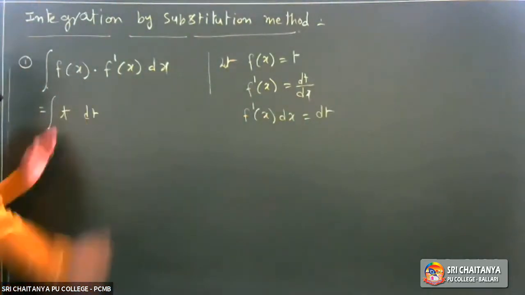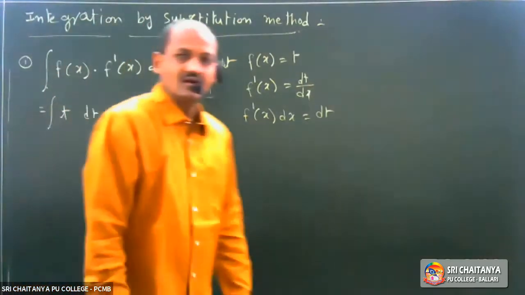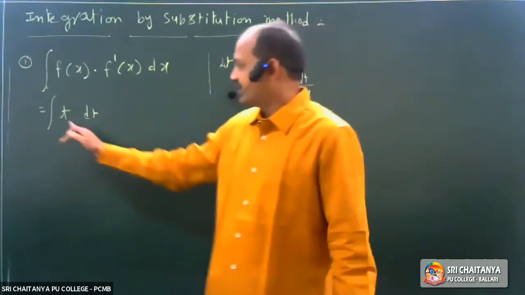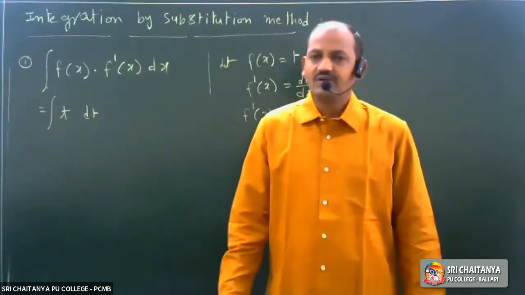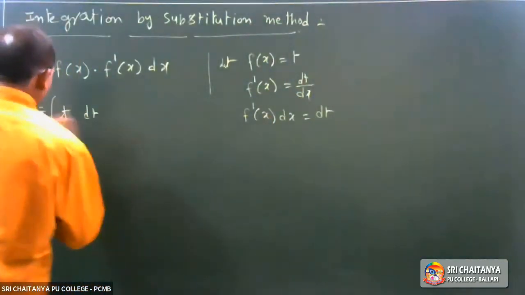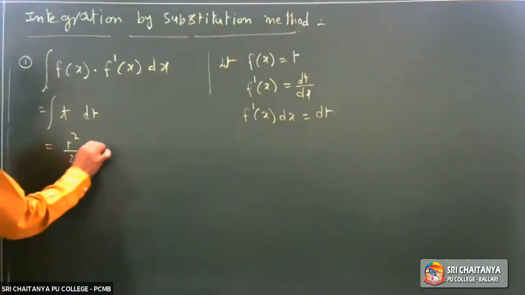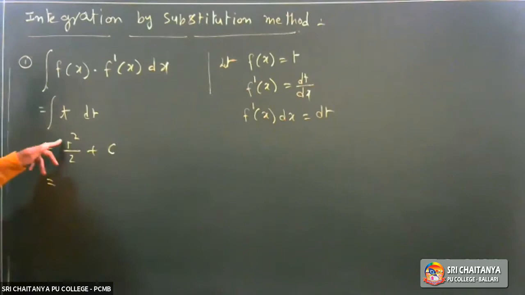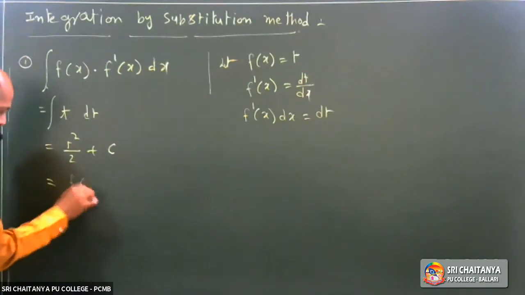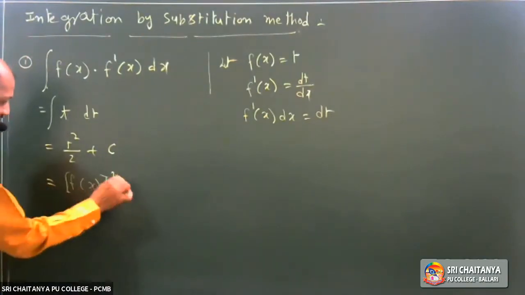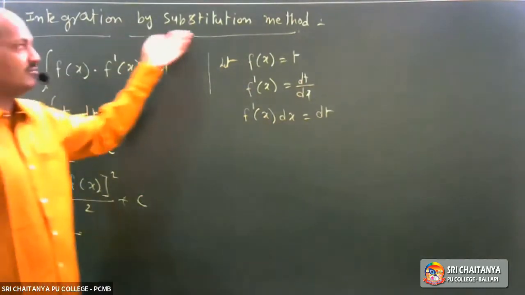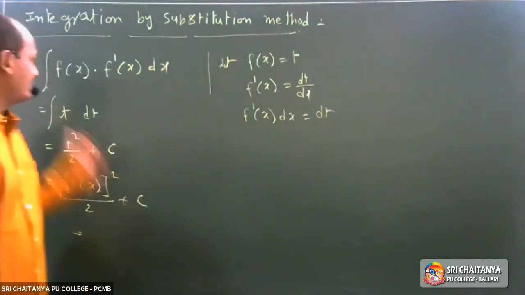Now it is the integral of x dx form. Integral of x dx or t dt or theta d theta, all are the same. So what is the integral of x? x square by 2. So integral of t dt is equal to t square by 2 plus c. Again, instead of t, we have to substitute the function f of x. So that is f of x whole square divided by 2 plus c. You know, this is the integration by substitution method. Okay, write down.